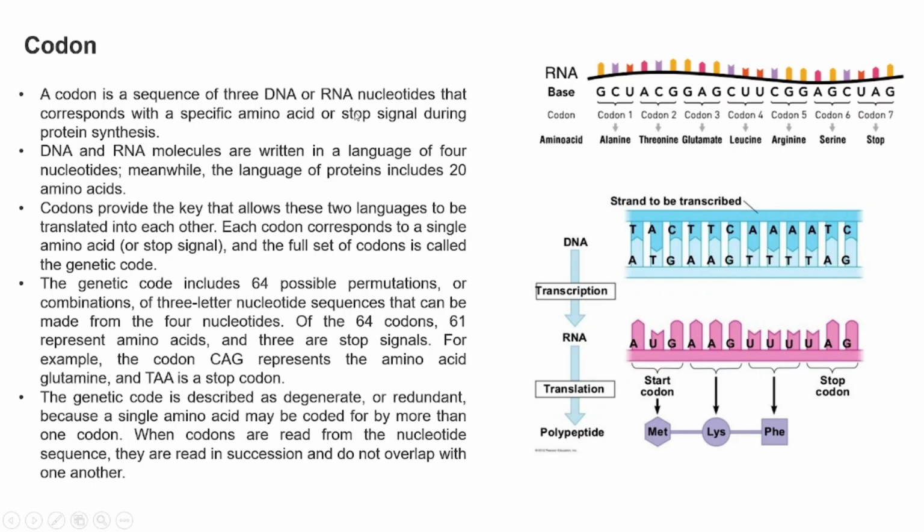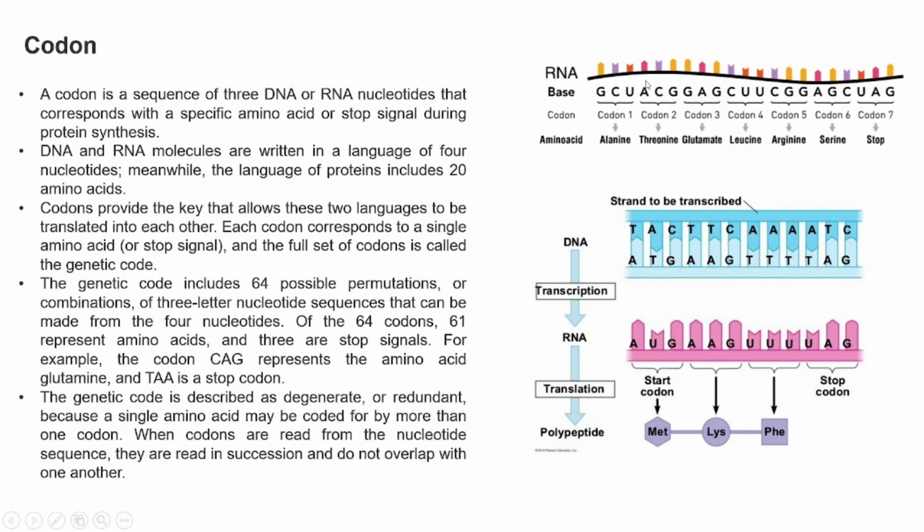A codon is a sequence of 3 DNA or RNA nucleotides that corresponds with a specific amino acid or stop signal during protein synthesis. So these are the codons. Let's say GCU, guanine, cytosine, uracil. This is RNA, so that's why we see uracil. We know that in RNA uracil is present, and in DNA thymine is present. So GCU is one codon. It's a sequence of 3 nucleotides, and this GCU corresponds to alanine, this amino acid.